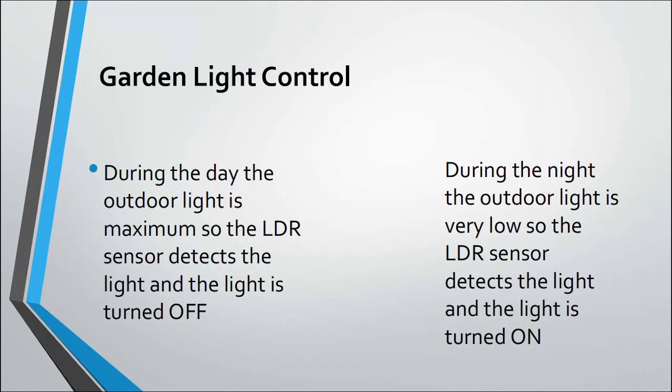Here we control the garden lights using the LDR. So, how we can control the garden light is: during the day the outdoor light is maximum, so the LDR sensor detects the light and the light must be turned off. Similarly, during the night the outdoor light is very low, so the LDR sensor detects it and the light is turned on.